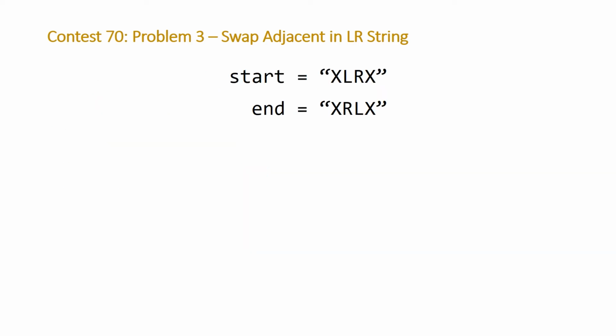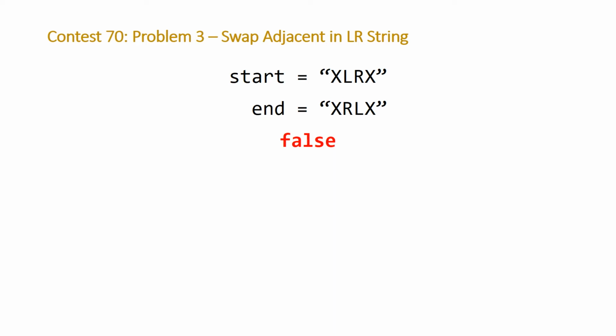Looking at our first example, we have the start string XLRX and the end string XRLX. And we can see that because the L and the R are next to each other, we're not going to be able to swap them in order to get start to end. So this pair of strings will return false.